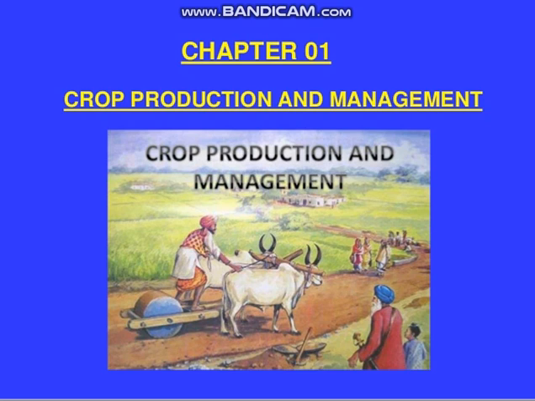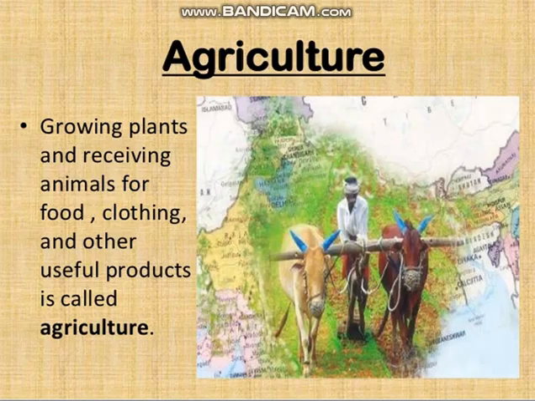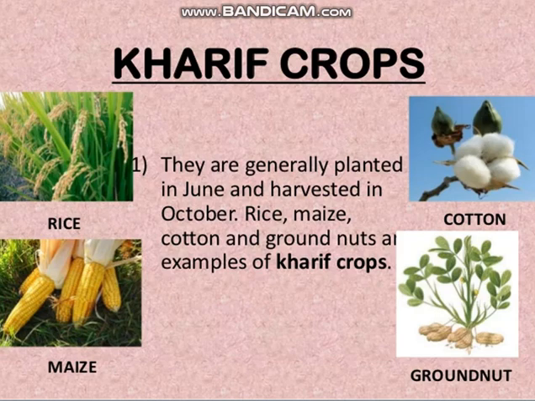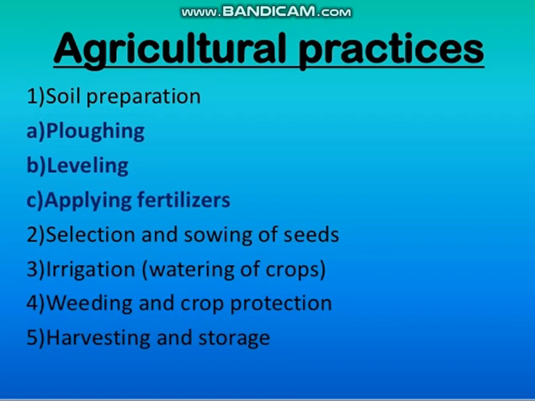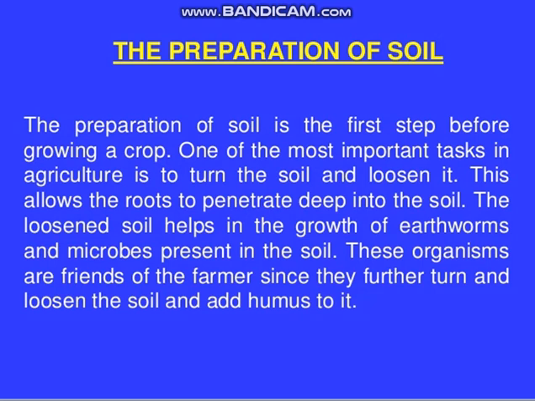Good morning, everyone. Today we will continue the chapter 1 of science, that is crop production and management. In this chapter, till now we have discussed about agriculture, crops, rabi crops, kharif crops, and we have discussed about the various agricultural practices in short. Then we have started with the first agricultural practice, that is preparation of the soil.